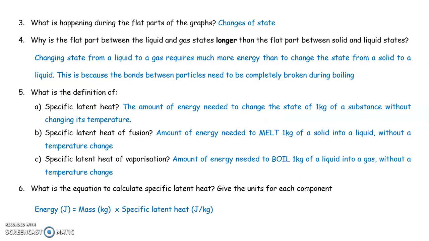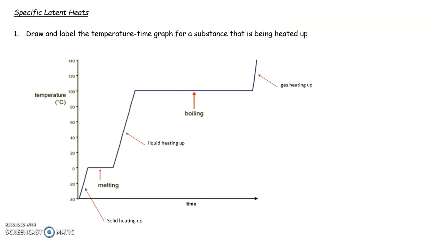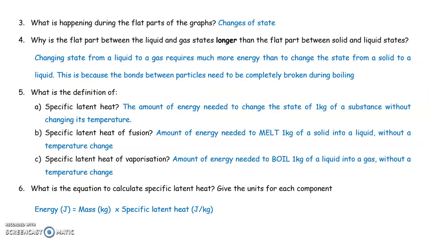During the flat parts, we've got change of state. We can see that on the graphs. We've got freezing and condensation, melting and boiling. It's where the change of state happens. The flat part between a liquid and a gas is longer because we need more energy to break the intermolecular forces. Gas particles need to be completely far apart. So we need more energy. More energy means more time.